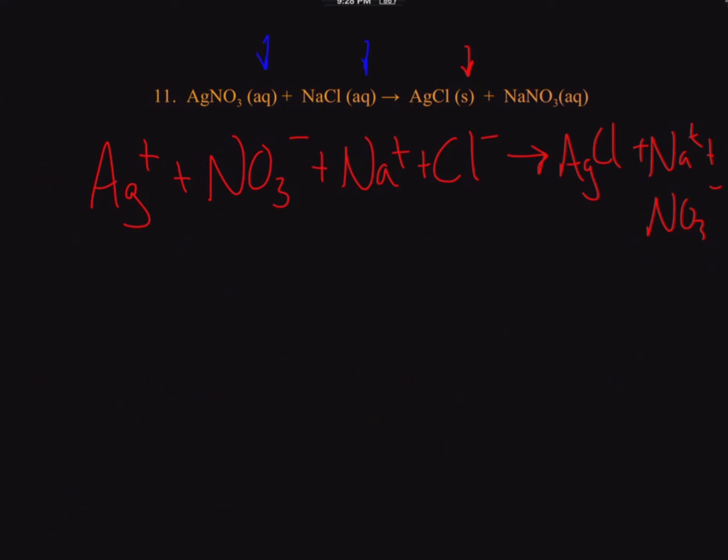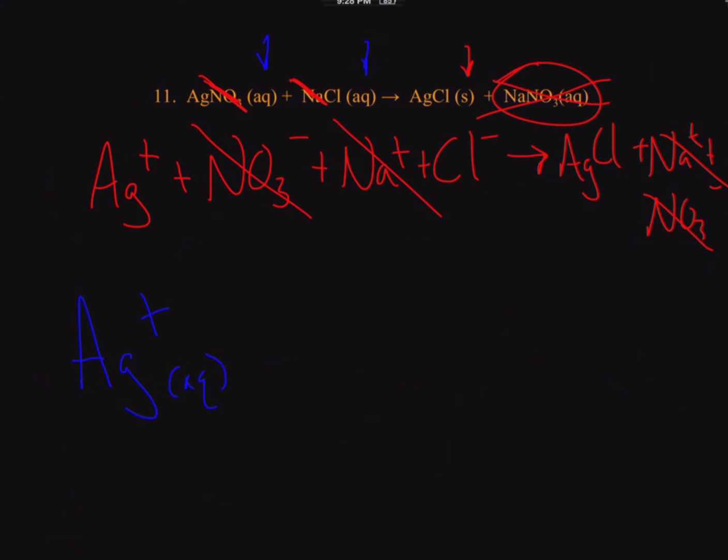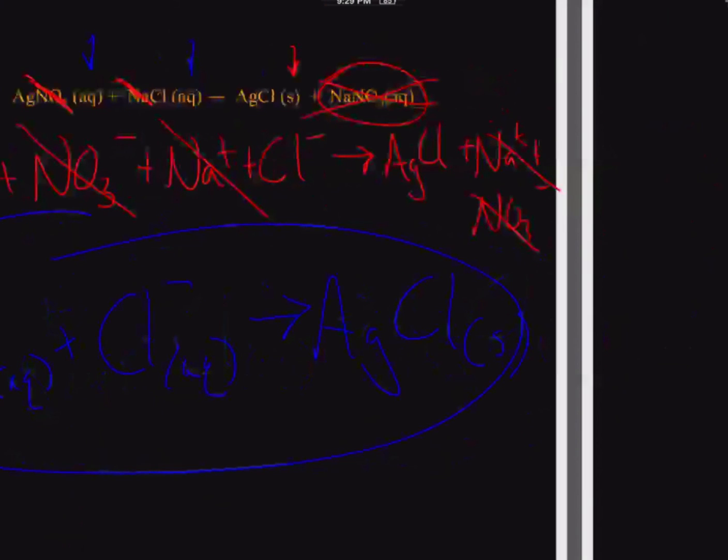So to write the net ionic equation, we're going to get rid of all the stuff that's aqueous on both sides. So we're going to get rid of the sodium and the nitrate from both sides. What we're left with in the final net ionic equation is Ag+ aqueous plus Cl- aqueous produces silver chloride solid. So this is the net equation. This is what you're looking for. And we have another example that we can look at.